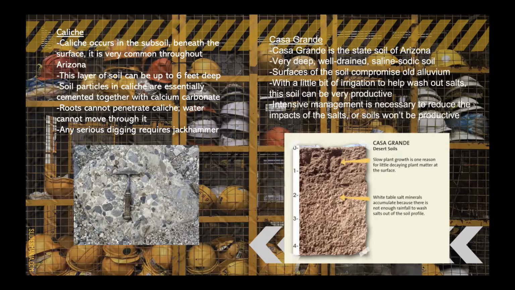And Casa Grande is the most common soil type throughout Arizona. It's the state soil of Arizona. The properties are that it is very deep, well drained, saline sodic soil. The surfaces comprise old alluvium, which is when clay, silt, sand, and gravel are deposited down flowing streams from surrounding mountains. This soil can be very productive with a little bit of irrigation to help wash out salts, but intensive management is necessary to reduce the impacts of the salts. Otherwise, the soils will not be productive.